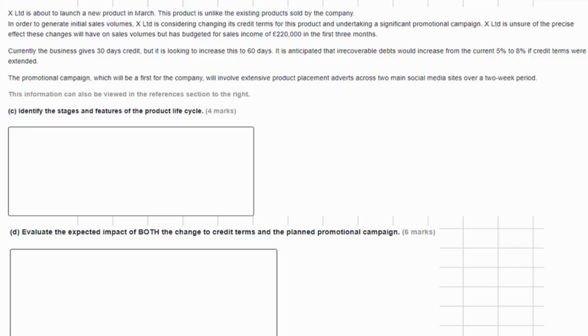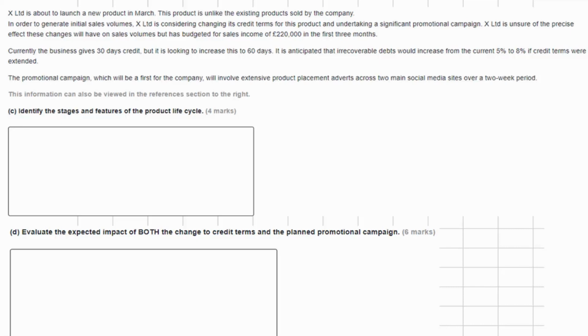X Limited is about to launch a new product in March. This product is unlike the existing products sold by the company. In order to generate initial sales volumes, X Limited is considering changing its credit terms for this product and undertaking a significant promotional campaign. X Limited is unsure of the precise effect these changes will have on sales volumes, but has budgeted for sales income of £220,000 in the first 3 months. Currently, the business gives 30 days credit, but is looking to increase this to 60 days. It is anticipated that irrecoverable debts would increase from the current 5% to 8% if credit terms were extended.